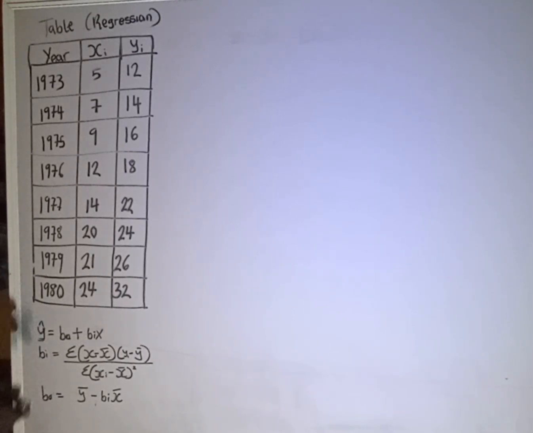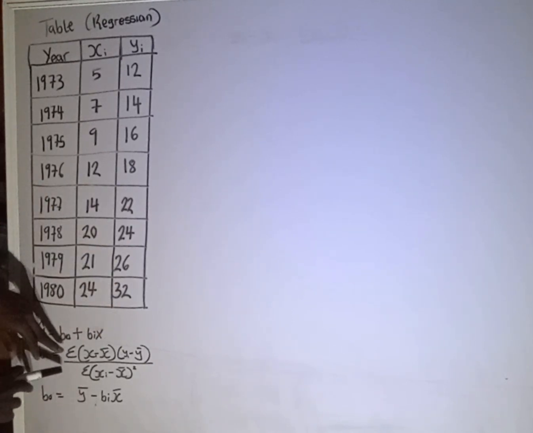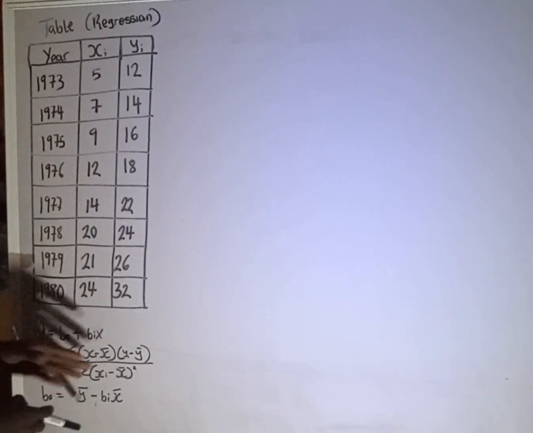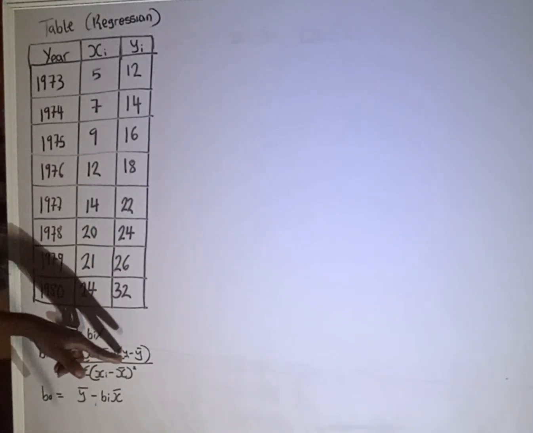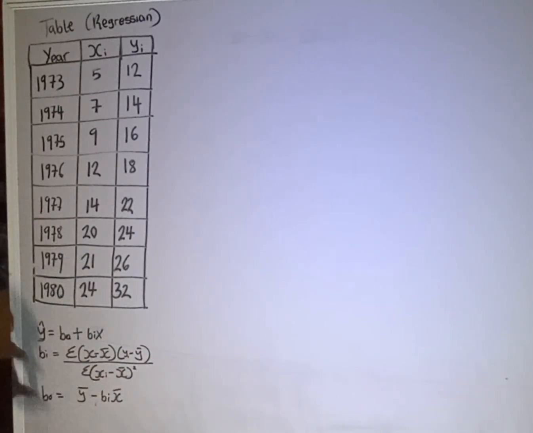Therefore, I'm going to be getting the gradient first. If you look at the formula of the gradient, you will realize that I have the summation of x minus the mean of x, multiplied by y minus the mean of y, whole over the summation of x minus the mean of x squared.